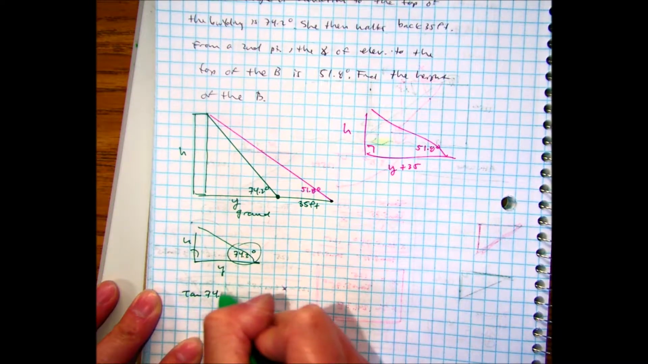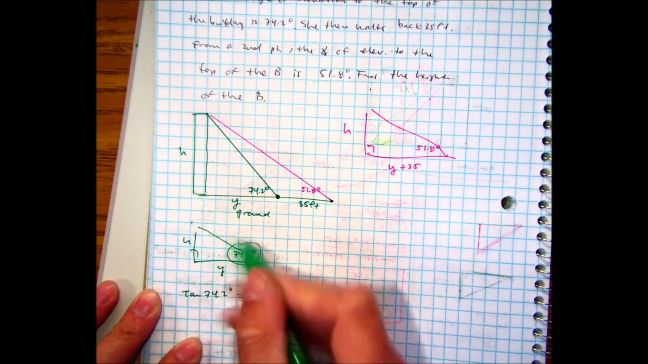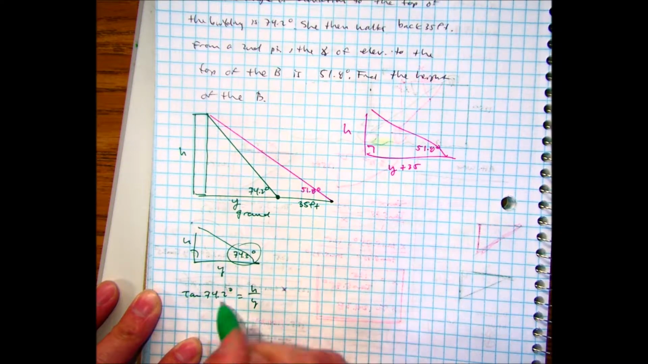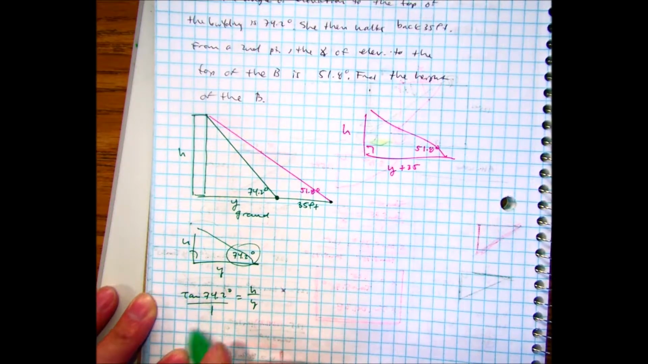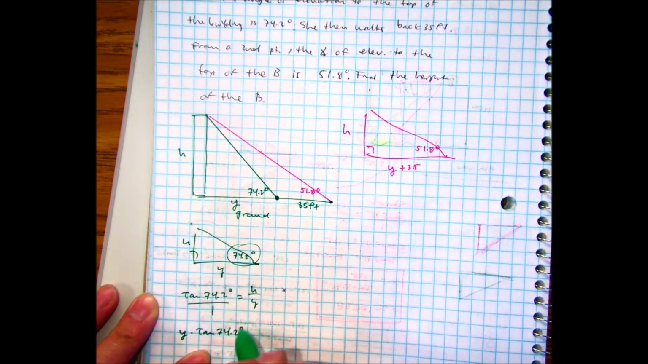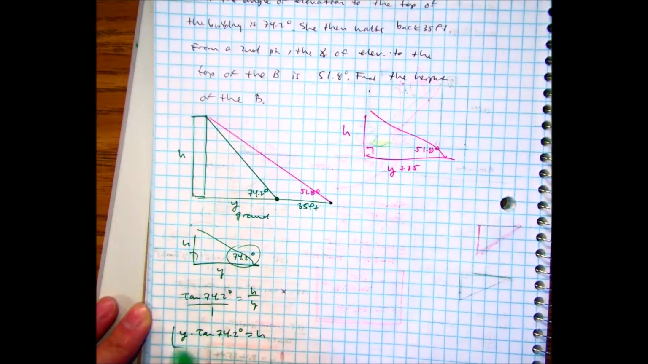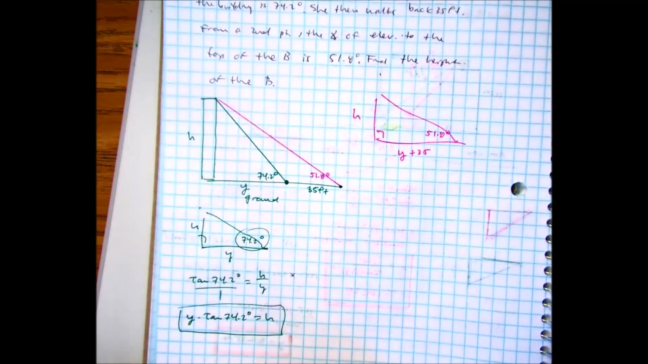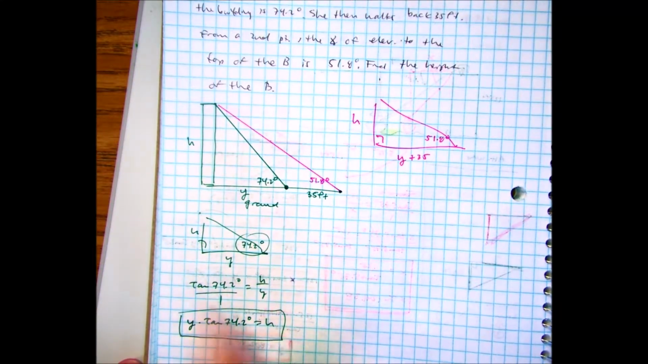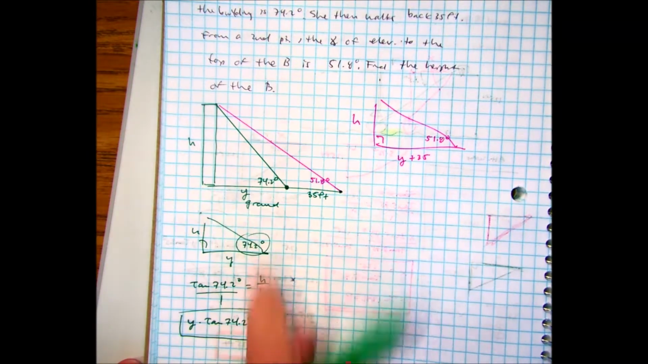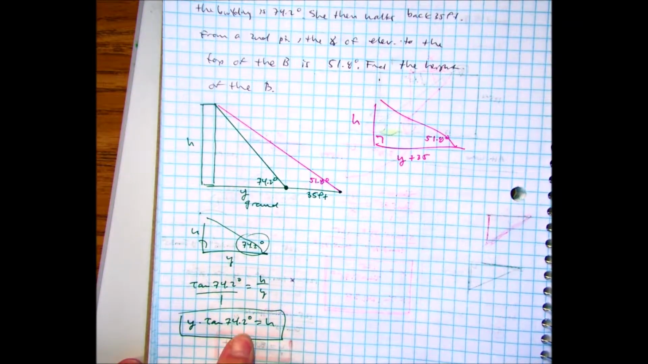Tangent of 74.2 degrees equals H over y, opposite over the adjacent. If I cross multiply, I have y times tangent of 74.2 degrees equals H. Now, I can use this at the very end because if you think about it, I need to solve for H, but once I get y, I can just multiply my answer by tangent of 74.2 degrees.